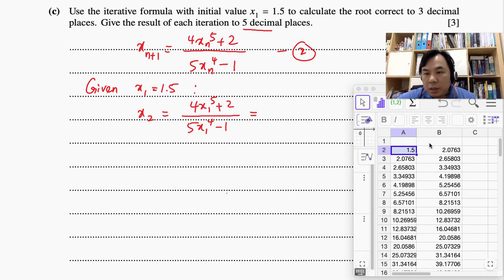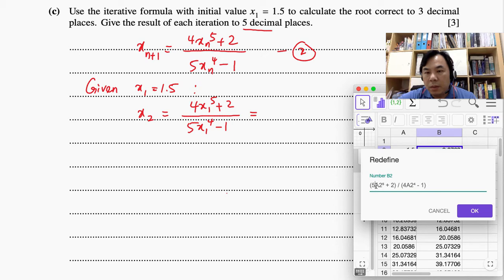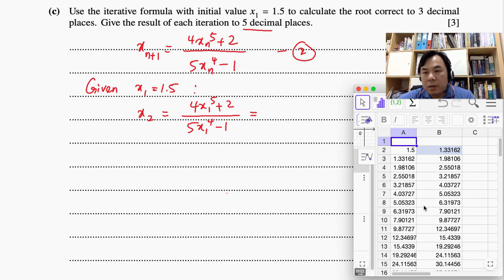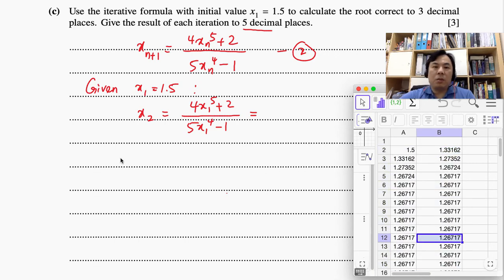From here I need to correct my formula one more time. That will be a 4. This part will be a 5. Let me check that one more time. Yes, correct. Okay, this time it is correct now. So my second iterate would be 1.33162. Yeah, and then my third one will be 1.27352 here.